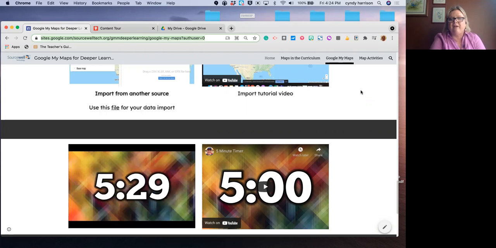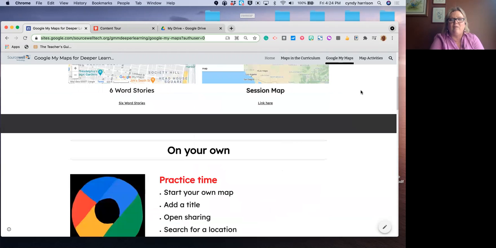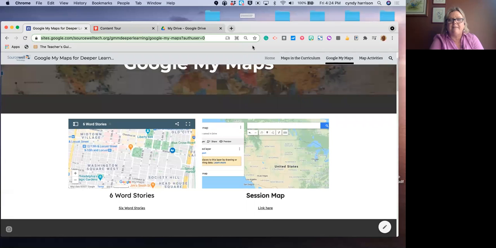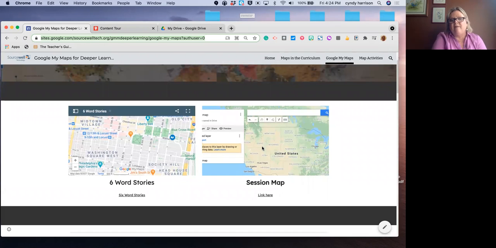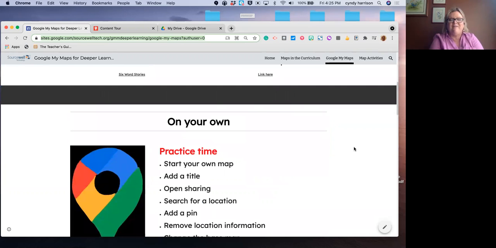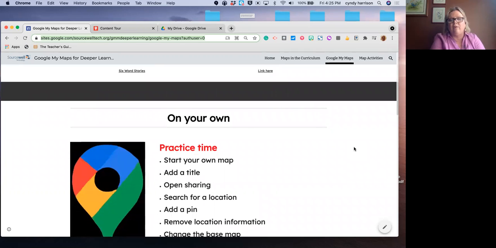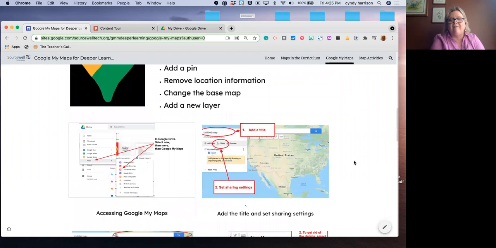I guess it would also be nice of me to show you where on the maps we are. We just are in the Google My Maps. We talked about 6-word stories, and this was a crowdsourced document to show you how many people can get in on a map. There were like 1,500 people in there. Then we have a session map to go through. Now what everyone is doing, for those of you that just joined, is working on their own, and I have put screenshots to help you find and do all of that information right there.